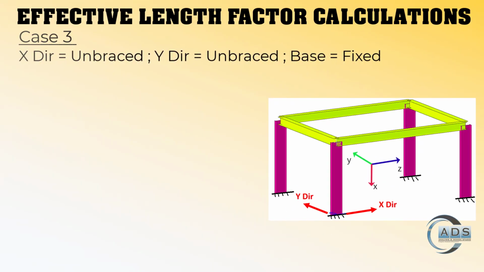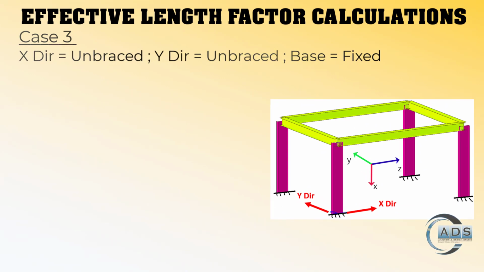Now we will calculate K values for both the local axes of columns for case 3 using alignment charts. Local axes of columns are shown in small letters. First we find out KY. In this regard, we have to consider the frame lies in the global XZ plane in which columns undergo bending about its major axis, means local Y axis. Let's name the upper end of the column as A and the lower end as B.